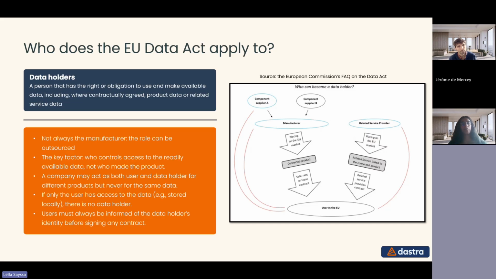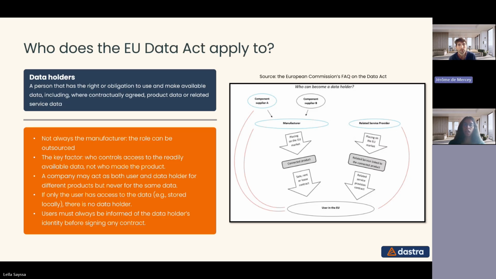So if I'm manufacturing a connected healthcare watch, I'm not automatically the data holder. I could be outsourcing the availability of the data, the access to the data, to another entity, which will be considered the data holder. And it could be a company that provides a related service linked to the connected product. So it's not automatic that the manufacturer is the data holder.